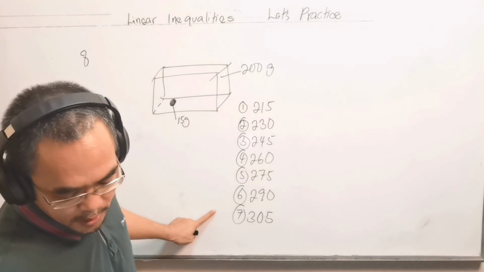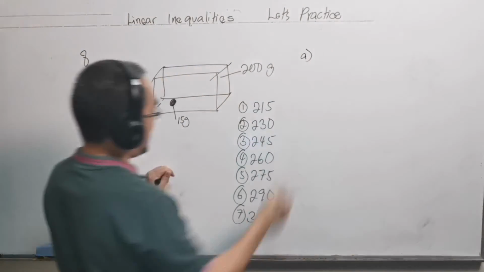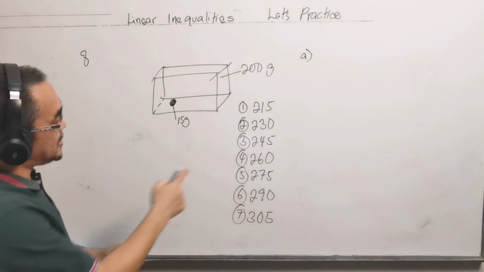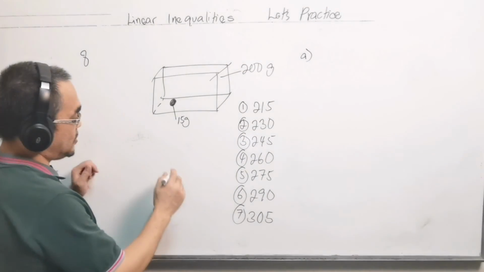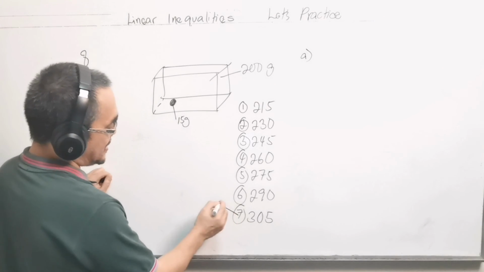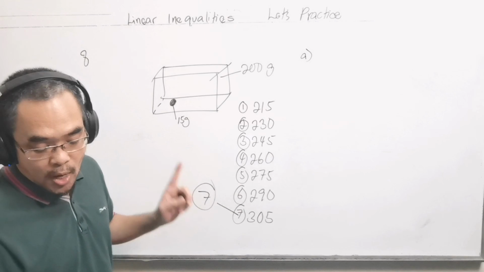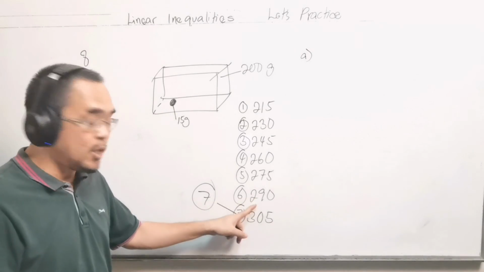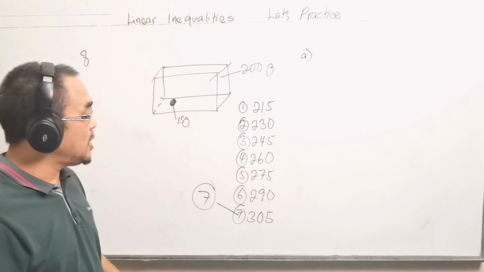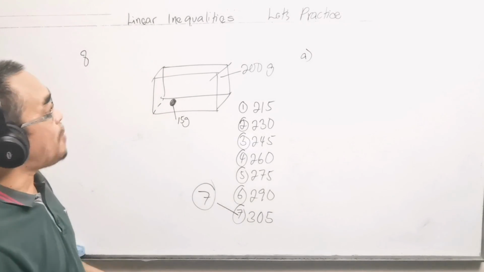So the answer, this is actually for B. Find the smallest number of n. So 7. The answer is 7. You have to have more than 290. We do not want equal to 290, but more than 290. It will be 7 spheres put into the box.